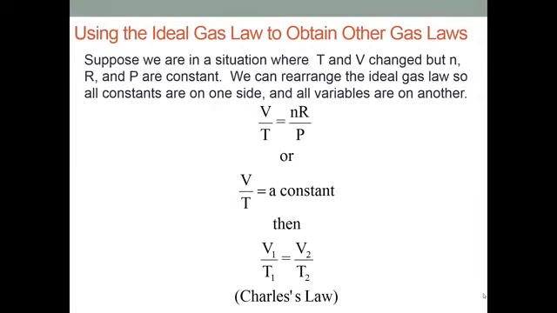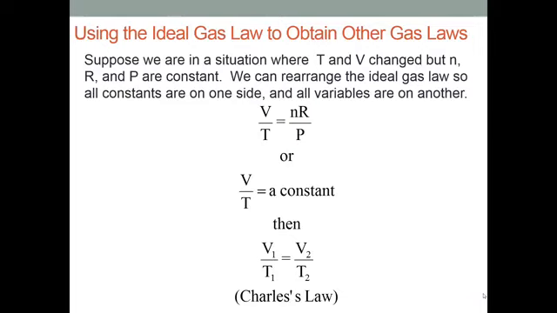Suppose we are in a situation where temperature and volume change, but pressure and number of moles are constant. We can rearrange the ideal gas law then so that all of the constants, in this case n, R, and P, are on one side, and all of the variables, V and T in this case, are on another. If you rearrange the ideal gas law in this fashion, you get V over T equals n times R, all divided by P. n, R, and P are all constants. In other words, what we really have is V over T equals a constant.